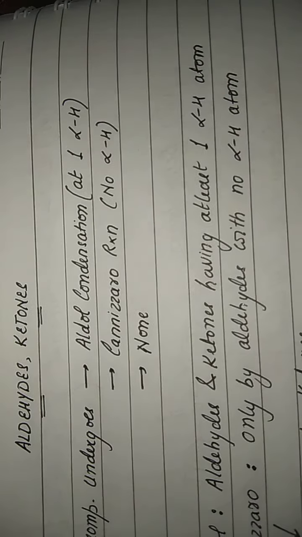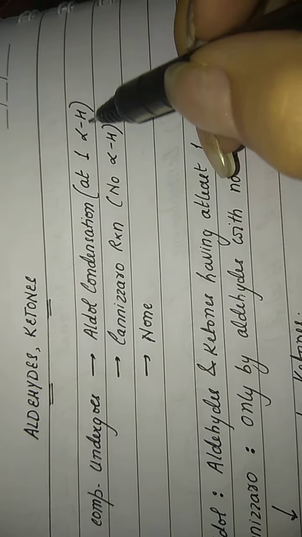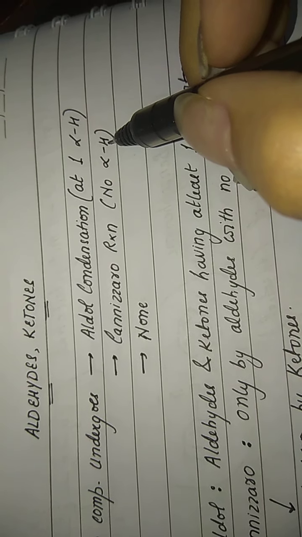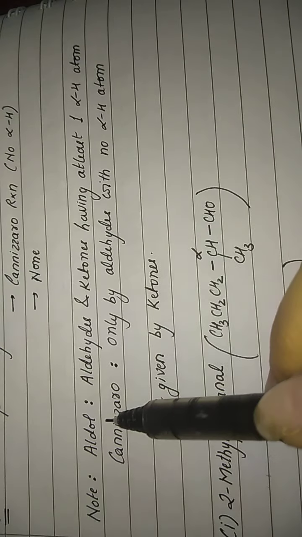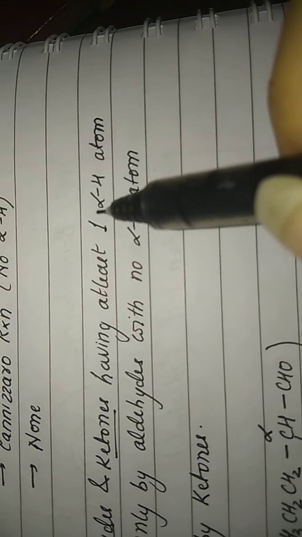Now for aldol condensation, I've already explained through one of the videos that for aldol condensation at least one alpha hydrogen atom should be there, and for Cannizzaro reaction no alpha hydrogen atom should be there. Now what is to be noted over here is that aldol condensation reaction can be given by both aldehydes as well as ketones, but the condition being that both of them are possessing at least one hydrogen atom at the alpha position. There can be more than one hydrogen atoms also, but at least one is needed.